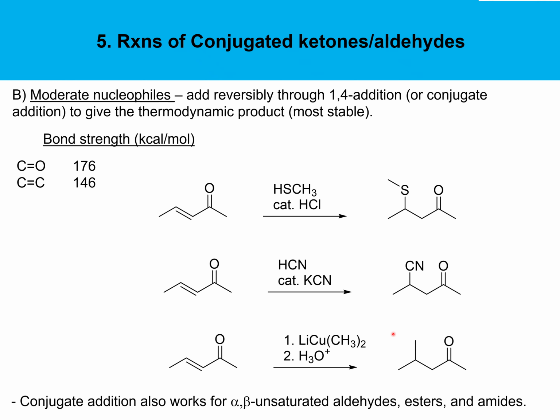One last point here: the reason why the addition occurs at the beta carbon due to this reversible reaction is because a carbon-carbon bond is a weaker bond than a carbon-oxygen double bond. And so when we have reversible conditions, getting rid of the double bond is favorable due to the fact that we're getting rid of a weaker bond compared to a stronger bond.